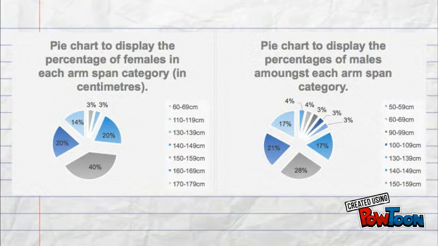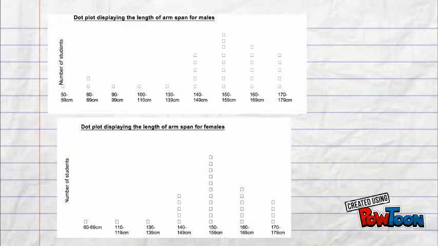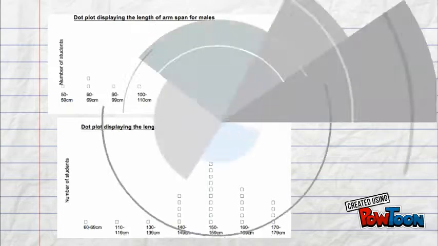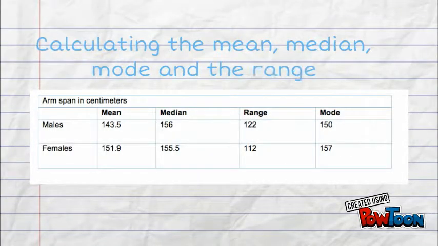However, as they work on 100%, I had to create them separately for the males and females, and therefore this graph isn't the most accurate representation between the comparisons of both males and females. From here, I then decided to create dot plots displaying the length of arm span for both females and males. As you can see throughout both of these graphs, it's obvious that most students fell between 150 to 159 centimetres. From here, we were able to come to conclusions utilising the data.